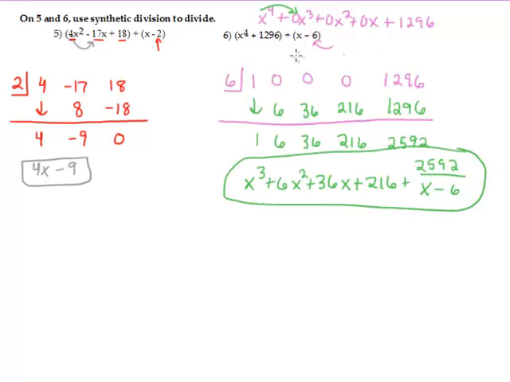And that's all the review for 6.4 and 6.5.